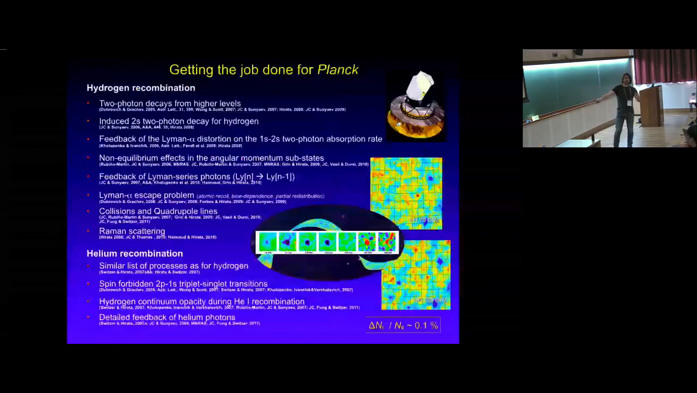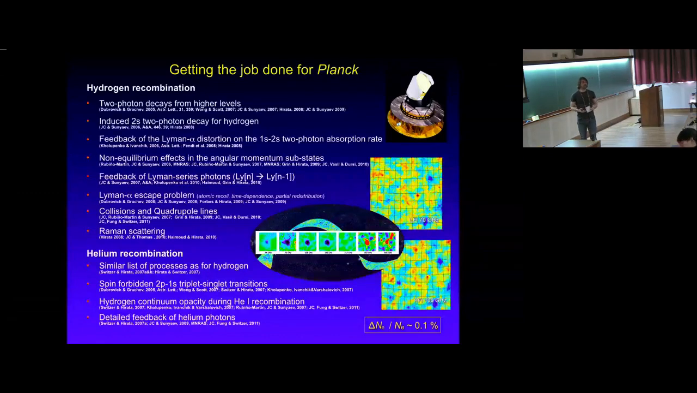Helium, of course, has in principle exactly the same list to go through. Neutral helium has a slightly more complicated spectrum, as I told you as well. So there are a few more complications in connection with quadrupole transitions. In fact, they have to be treated, in particular from the low energy levels.